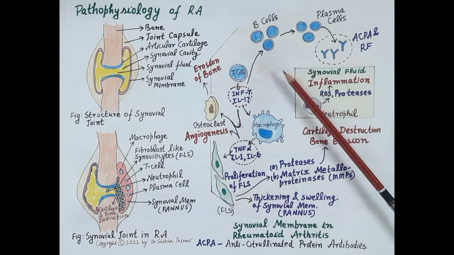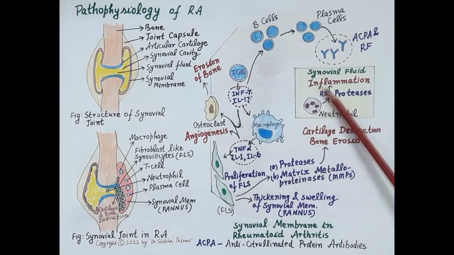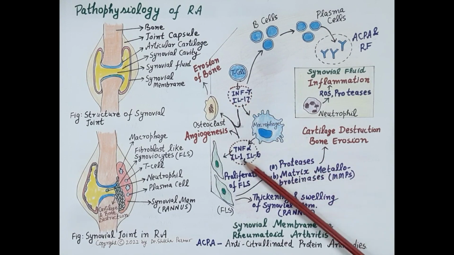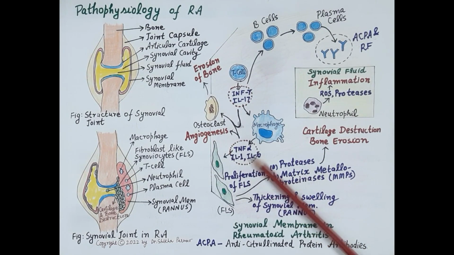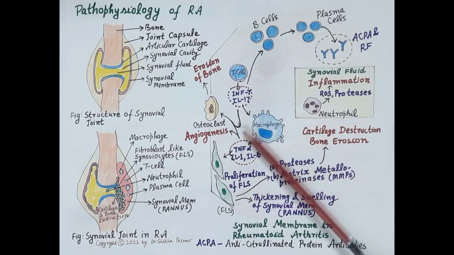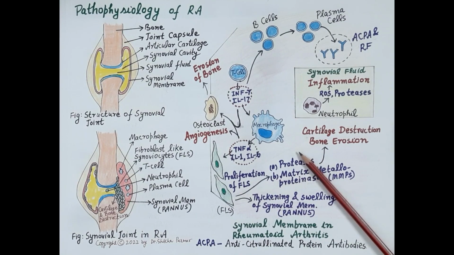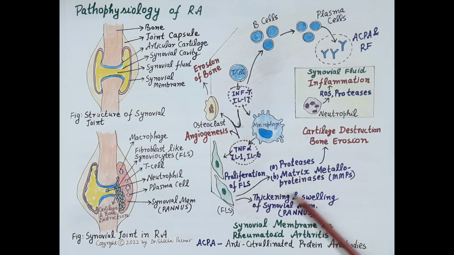So these biological DMARDs, by inactivating tumor necrotic factor alpha and by inactivating interleukin 1, try to stop the process of inflammation, and if they are given in the initial stages of rheumatoid arthritis, then they prevent the destruction of bone and cartilage, and these drugs therefore induce remission.